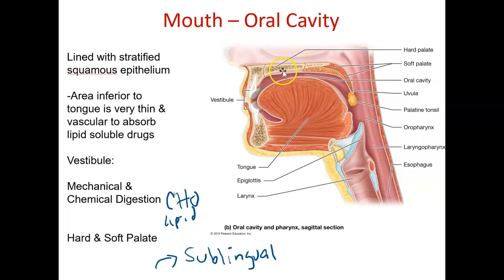We do have our palate. We have our hard palate, which remember is from the maxilla or maxillary bone. And then we have our soft palate, which the main piece of that is going to be the uvula.